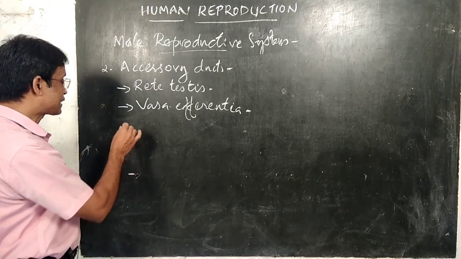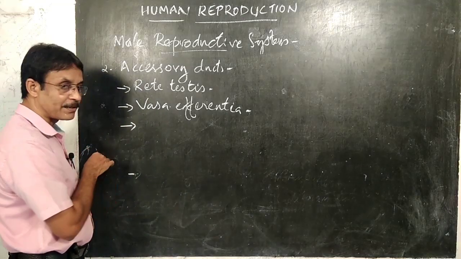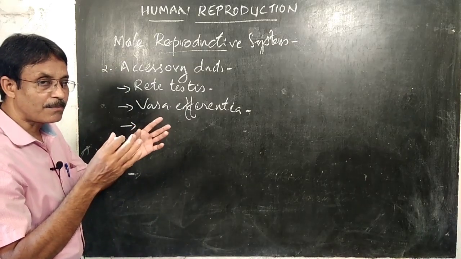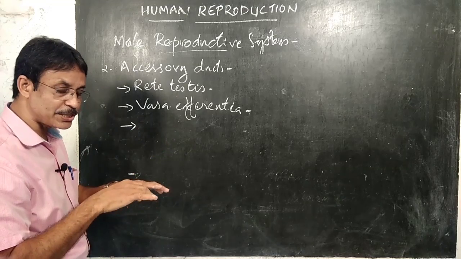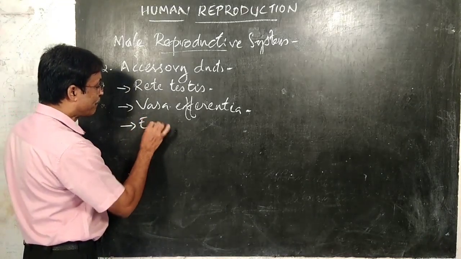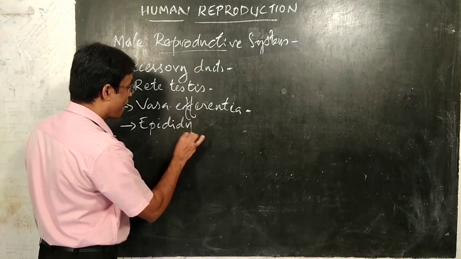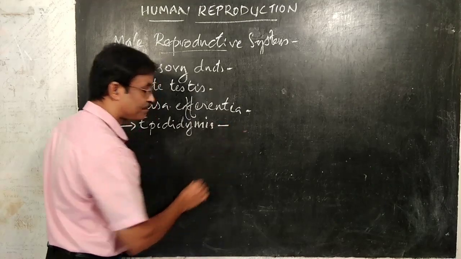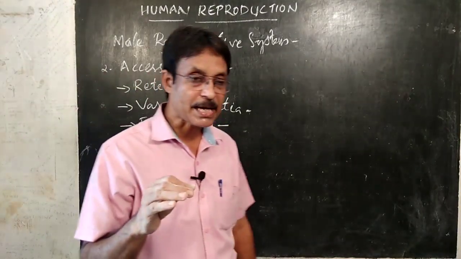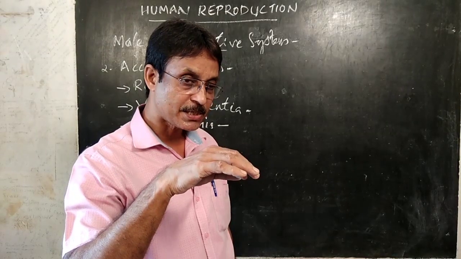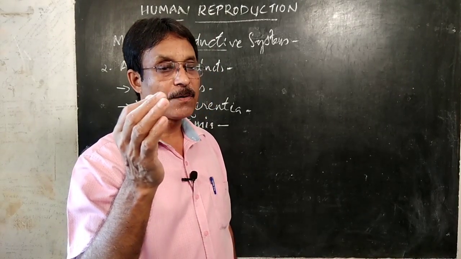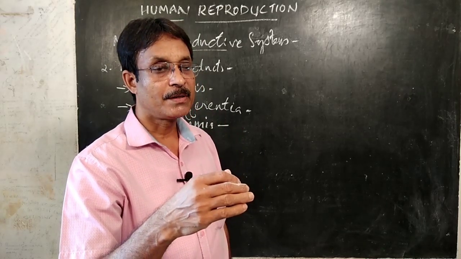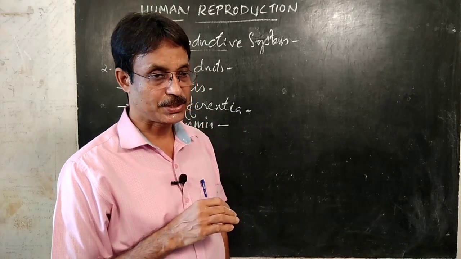Then all these vasa efferentia join together and open into a common duct outside the testis, and it is called epididymis. So the third is epididymis. This is present on the ventral side of testis, outside the testis, and it collects all the sperms coming through the vasa efferentia to outside the testis.